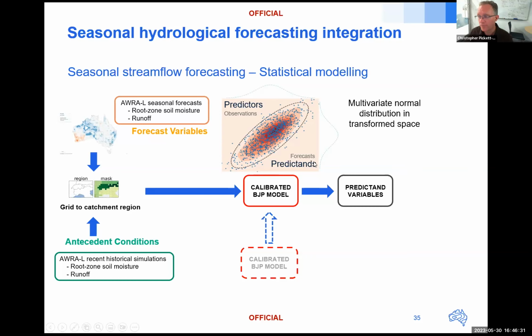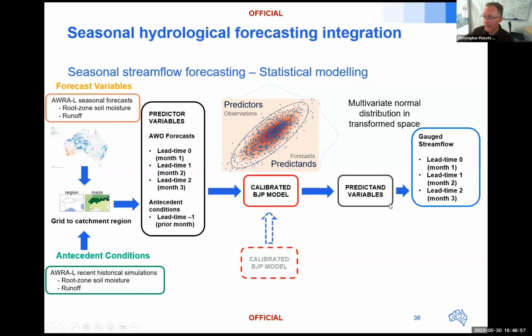Just a bit more specific, so you've got your input variables: AWRA-L forecast at 3 lead times, so month 0, 1, 2, and 3, as well as the observed conditions in the past, the previous month, very analogous to just using antecedent streamflow observations. And your predicted variables are, as we said previously, gauged forecast streamflow out to 3 months.